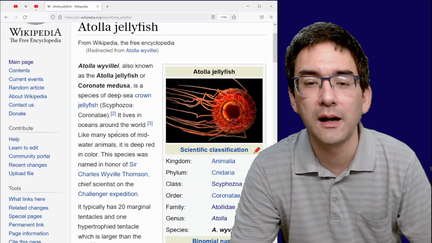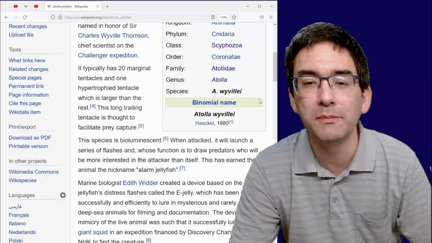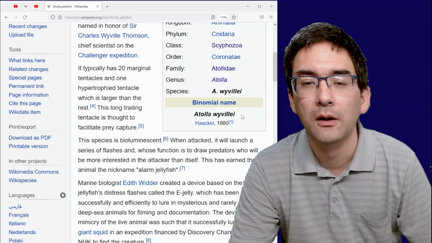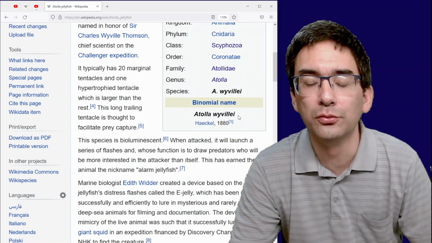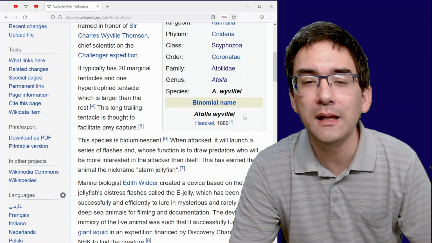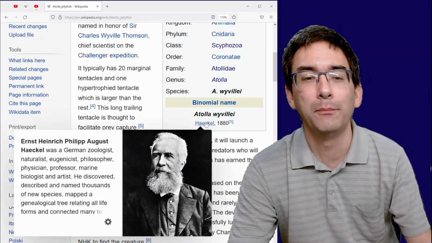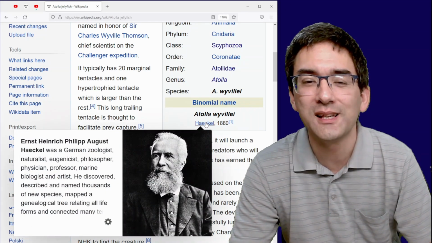Now we are down to a specific species, Atolla. Oh my gosh, you read it out, okay? Who gave it the name? Ernst Haeckel in the year 1880, a very important zoologist and scientist.